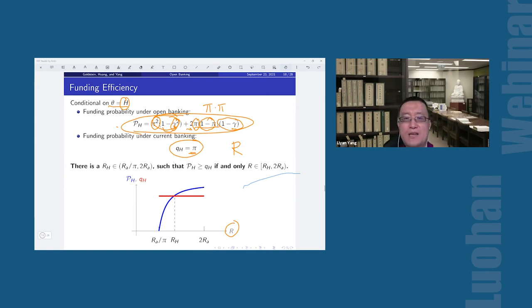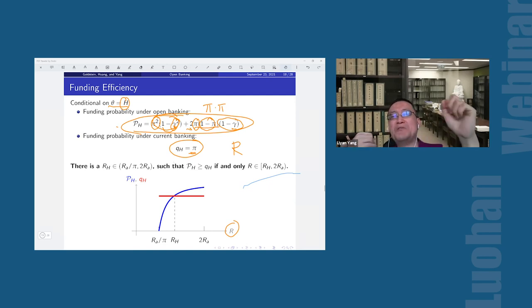So we compare them, and if this blue curve is above the red line, funding efficiency is higher under open banking. What's the intuition here? Why is funding efficiency sometimes good and sometimes bad? Because of two competing forces. Intuitively, if you allow another firm to have information, you have more competition and more possibility of being funded, other things being equal, because the other firm is also informed, they also compete and offer you another bid. Given that in the current system the other firm does not bid, you only have one firm bidding, right?